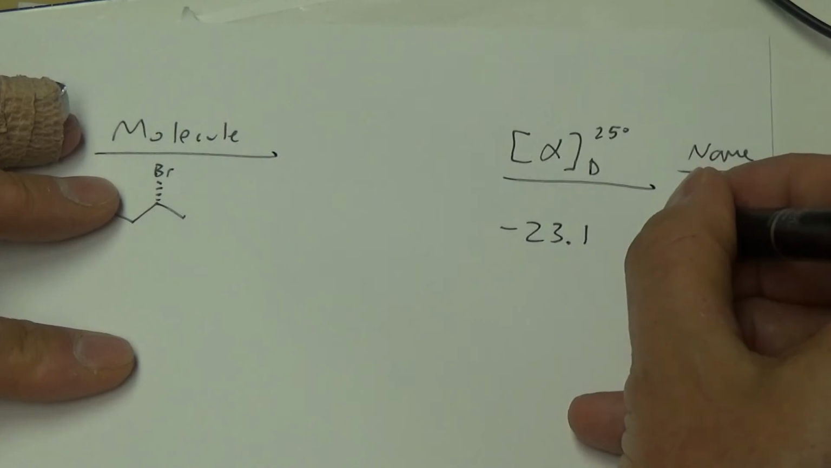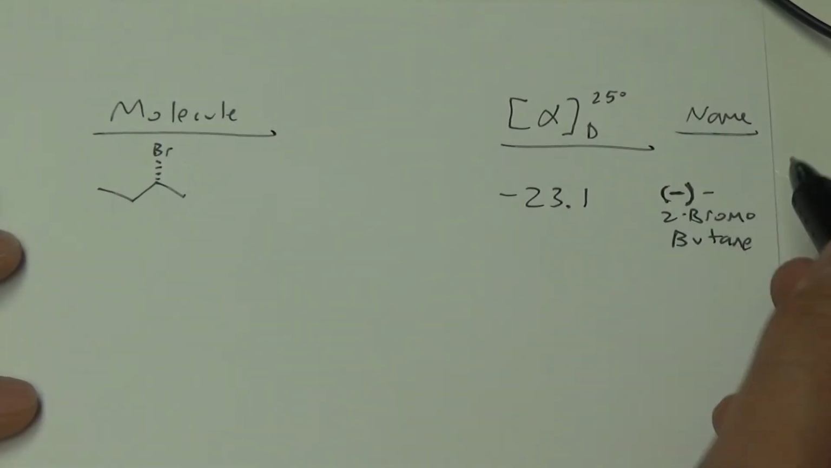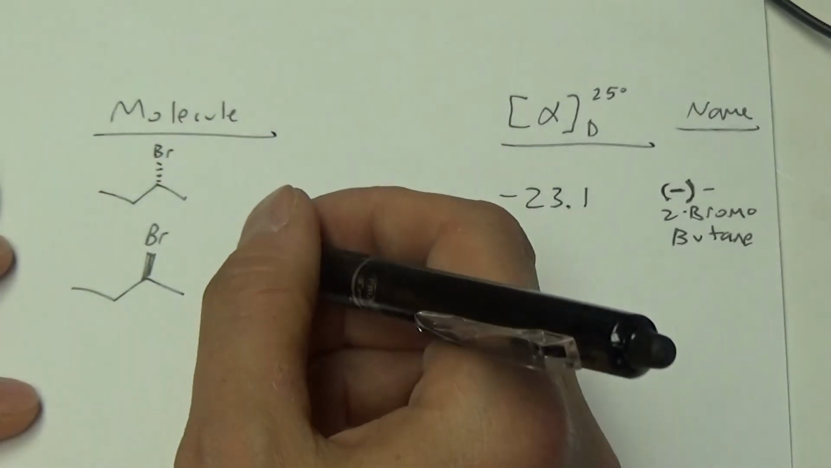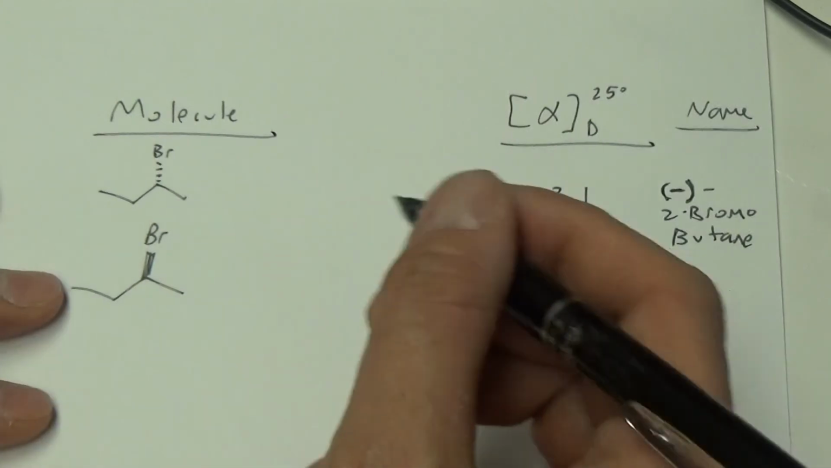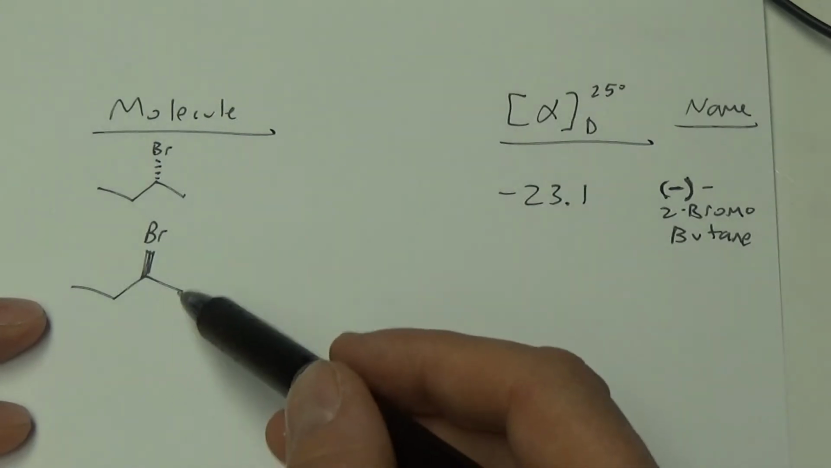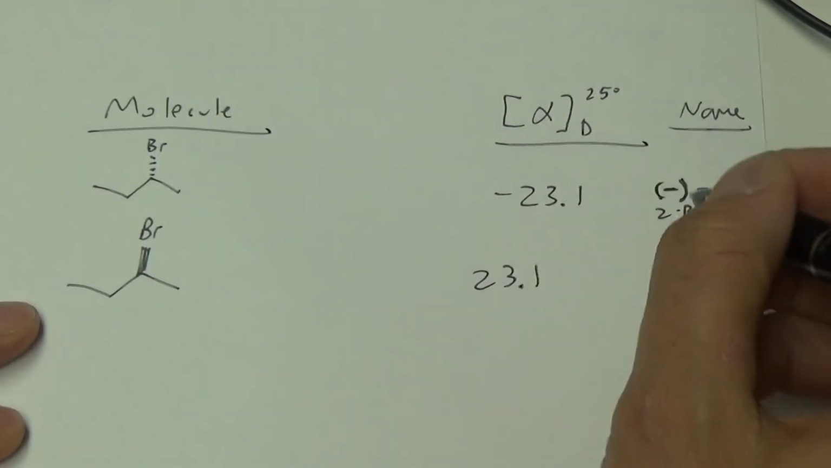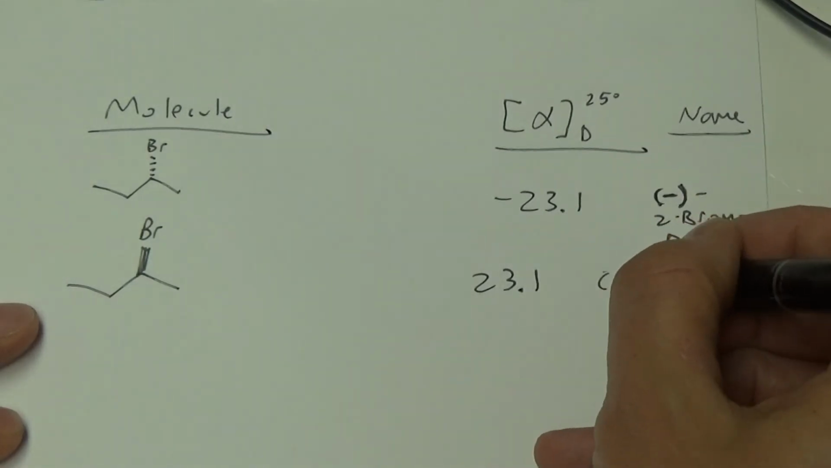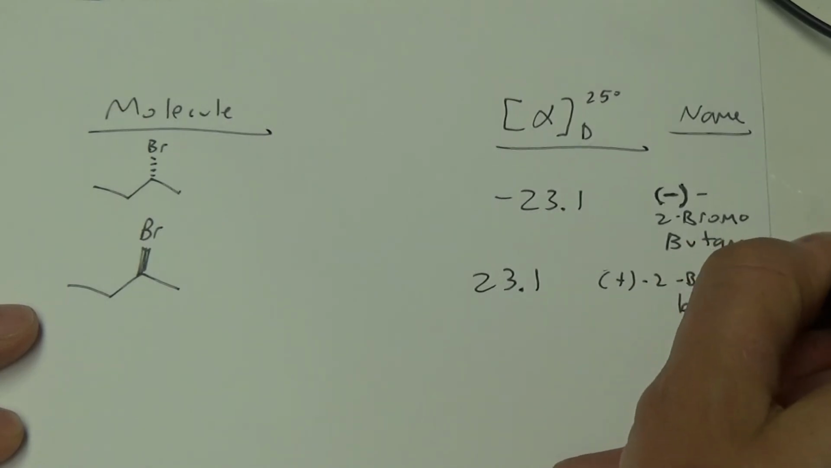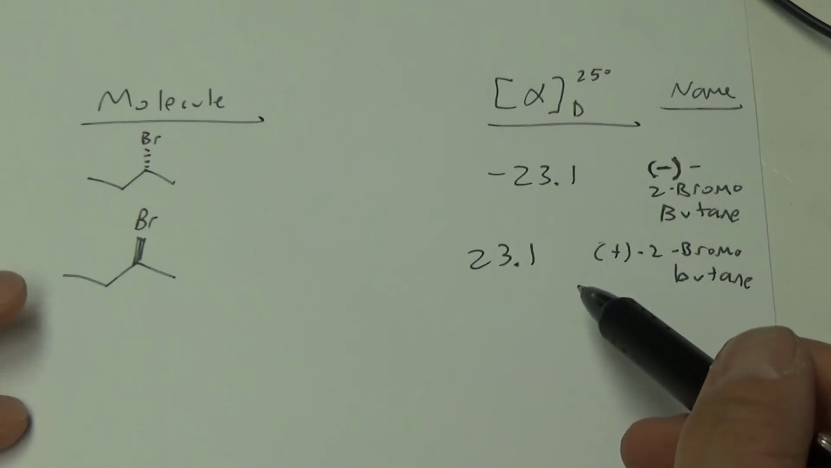So the minus here means negative rotation, right? Minus 2-bromobutane. Okay. And this one looks like what? What's the relationship? It's the enantiomer, so it's going to be 23.1. And this is going to be plus 2-bromobutane. So the plus means right direction rotation.